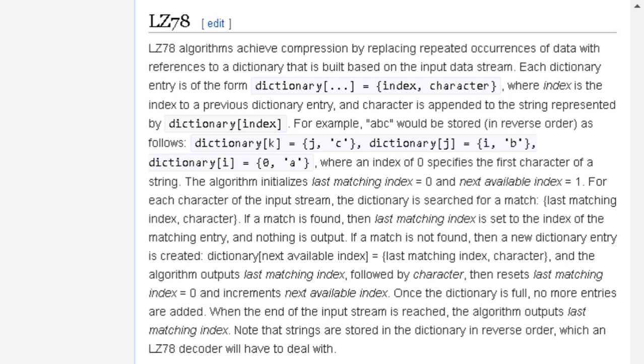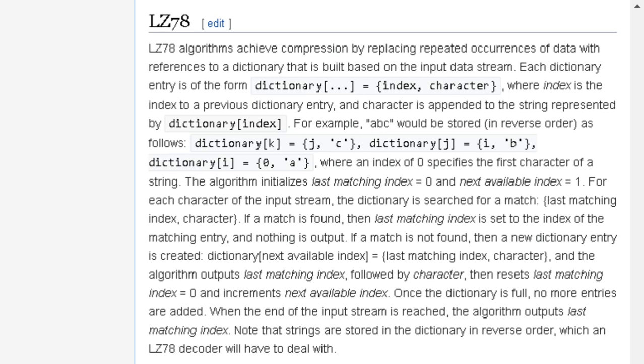For each character of the input stream, the dictionary is searched for a match: open curly brace, last matching index, comma, character, close curly brace. That's a tuple. If a match is found, then last matching index is set to the index of the matching entry, and nothing is output.